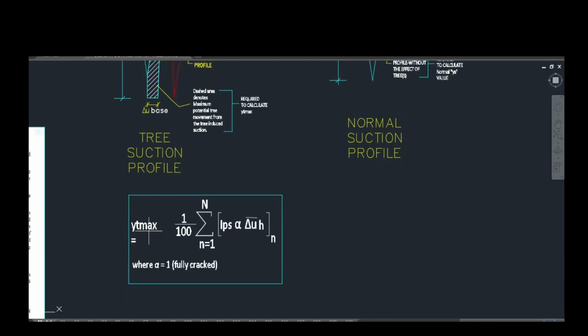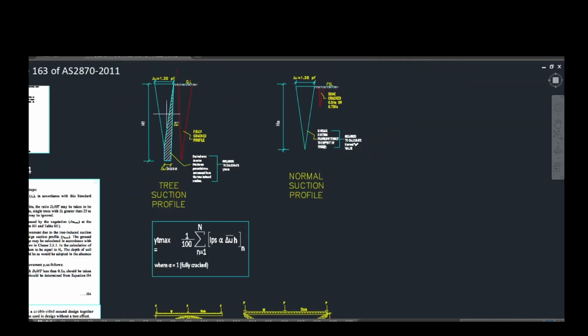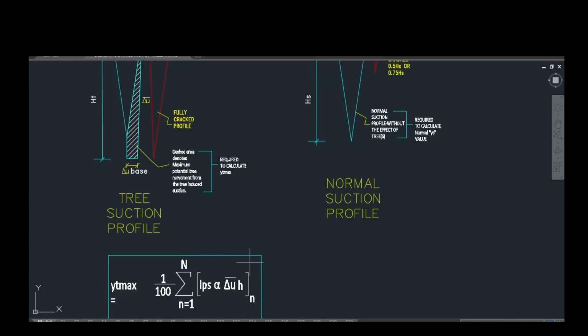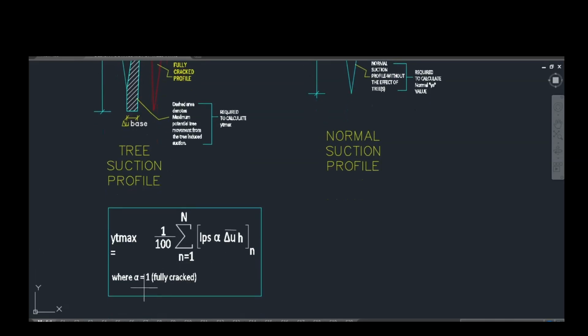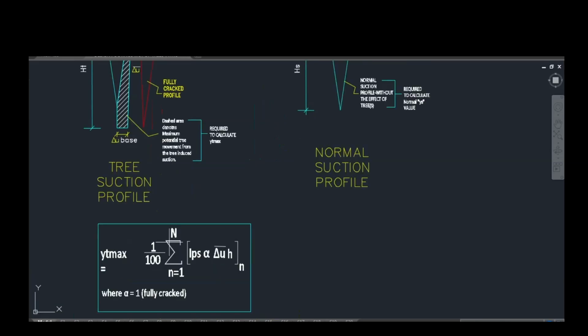So yt max can be calculated the traditional way, by integration over the suction change profile, taking into account the variation of the soil reactivity, which is the shrink swell index throughout the profile, as well as the alpha factor, which is the lateral restraining factor. And the alpha factor in this is generally taken as 1 due to the presence of the tree or trees, depicting the soil profile to be fully cracked.